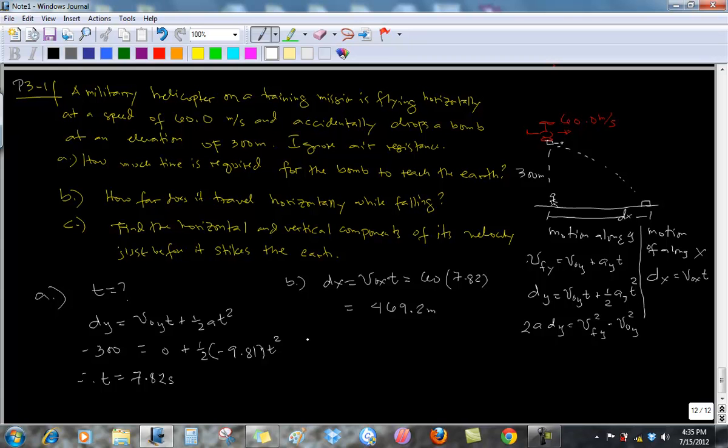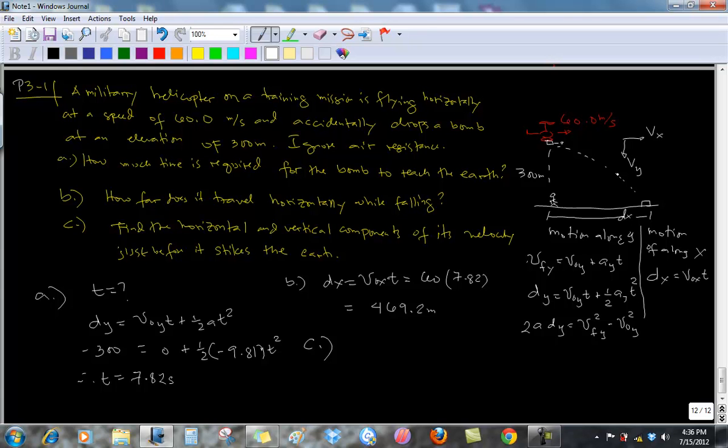So that's dx. Letter C. Find the horizontal and vertical component of its velocity just before it strikes the earth. Now, this one is tricky. Remember that projectile motion is just a combination of two motions: motion along x and motion along y. Therefore, before it hits the target, you will also have Vx and Vy.